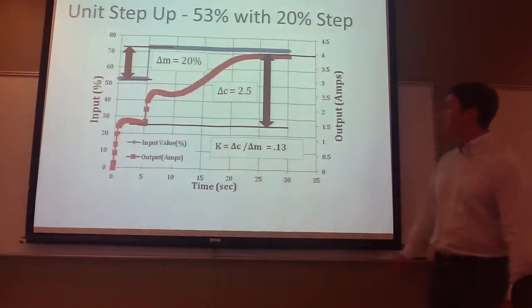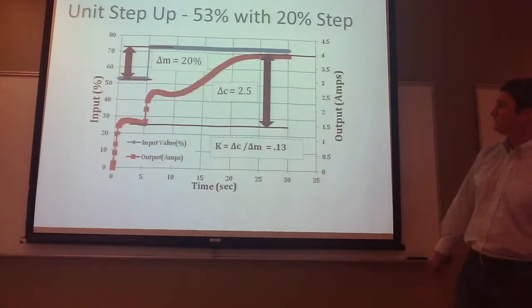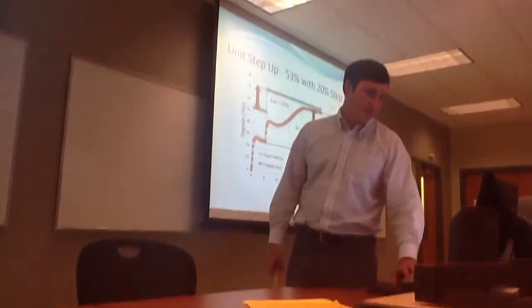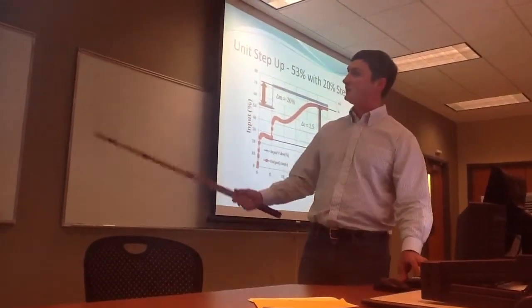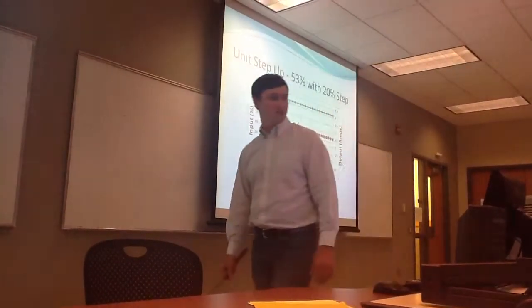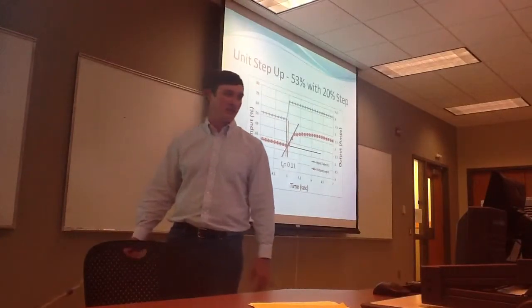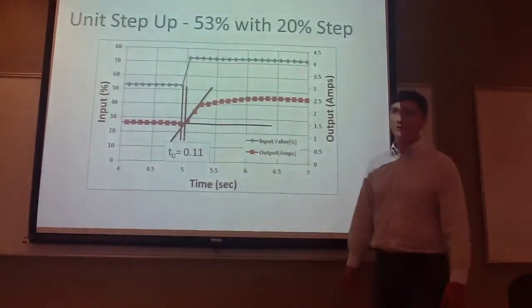You can see that the gain was 0.13 seconds per percent. The step was, like I said, 20%. And due to the uniqueness of the graph, I had to split up my measurements into 3 different graphs, and I zoomed in on certain locations, like to find the dead time. I zoomed in within the 4 to 7 second range so I could accurately measure this and plot it.